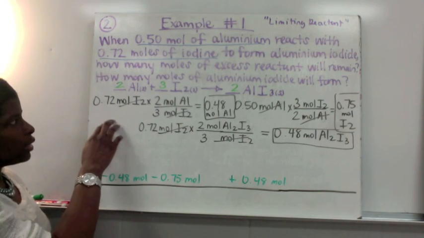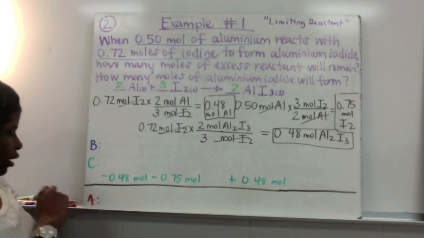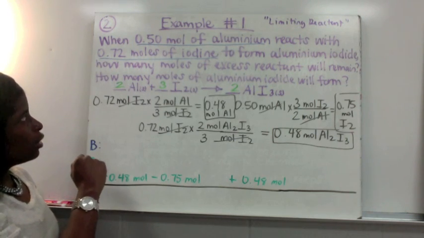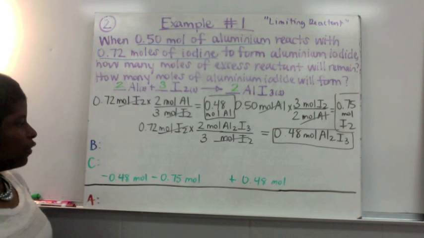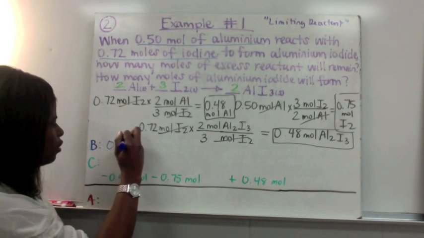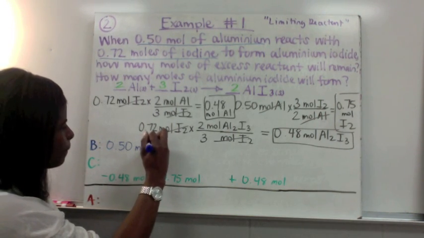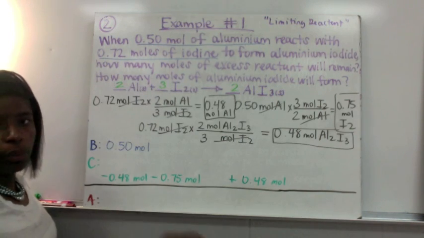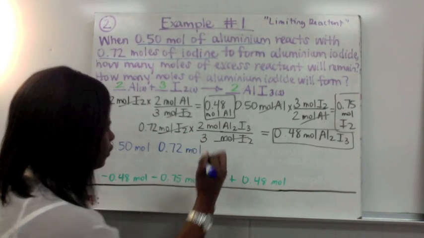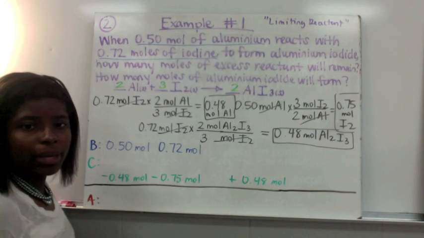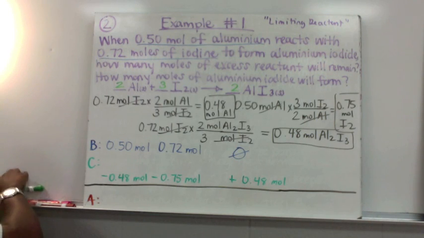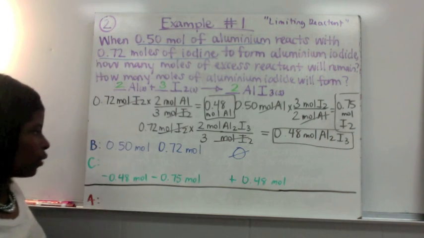So in order to get this done, we have our BCA chart here, kind of trying to save us a little bit of time. What you need to do is set up your proportions for your BCA chart based upon what the problem gave you. So if you look, it gave you 0.50 moles of aluminum. And then it gave you 0.72 moles of iodine. So you don't have anything for your aluminum iodide yet because it has not been created yet. So you can put a 0 there. So then when we're doing our change, remember we're setting our ratios up according to what our coefficients have told us.